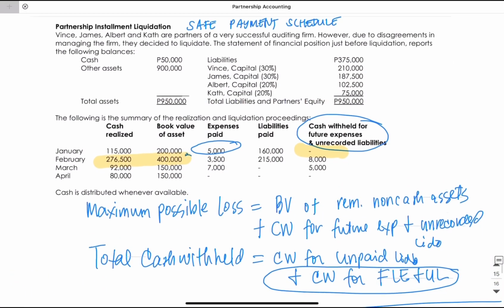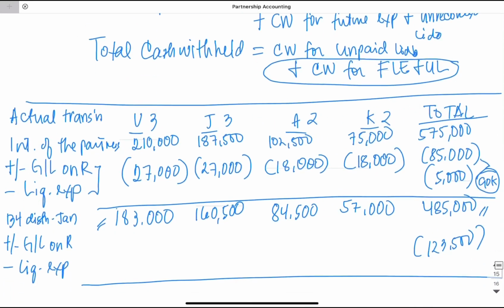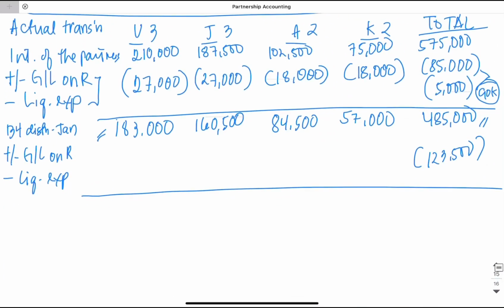What else? Do we have expenses paid? Yes, another 3,500. So 123,500 and 3,500. So again, we can combine these two. So the total is 127,000.